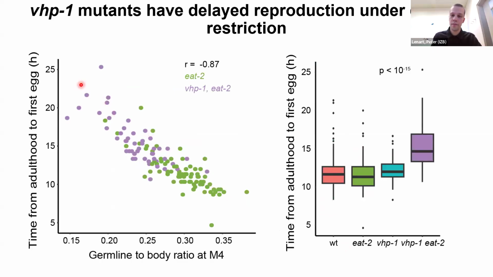And again, if we plot this at individual level, you can see that the correlation between germline to body proportions at adulthood and onset of reproduction is almost perfectly preserved, which to me suggests that this is a very useful correlation at least.